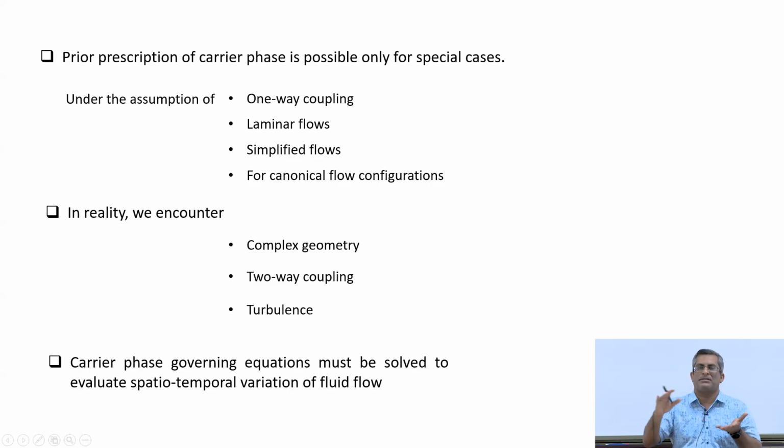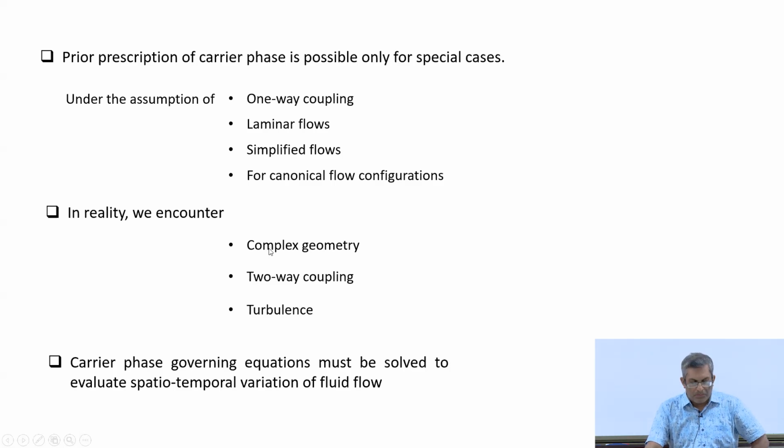Means, let's say, laminar flow past a body, or flow over a flat plate, or flow in a channel, for which the fluid flow solution exists. Only those cases we can analyze this way. However, in reality, we encounter complex geometry, there is two-way coupling present, and we have turbulence. There can be many other factors, but these are the three main factors which we didn't consider.